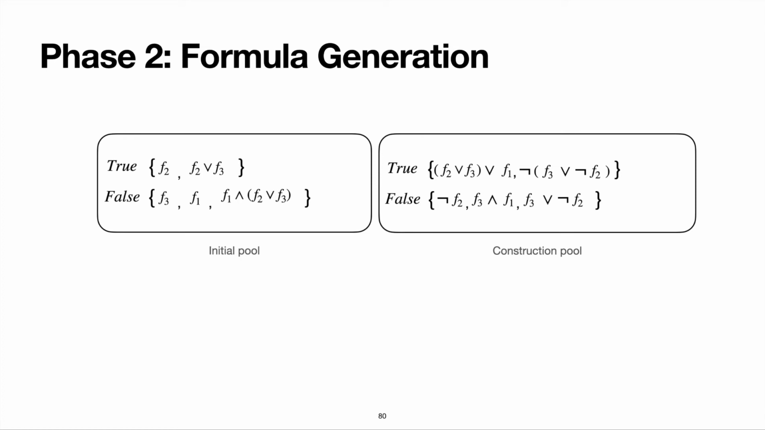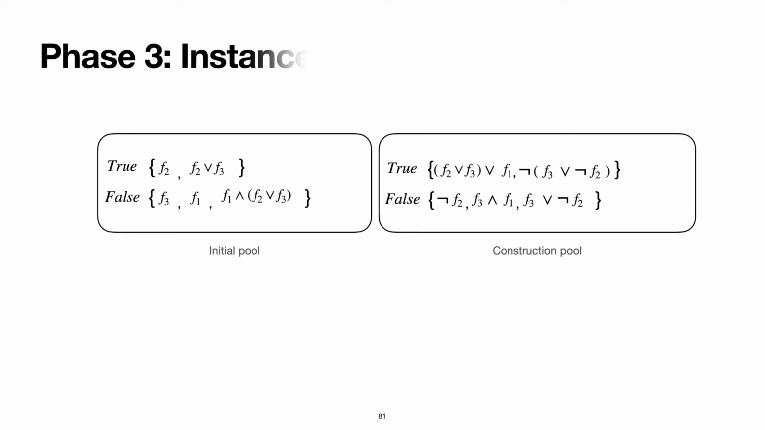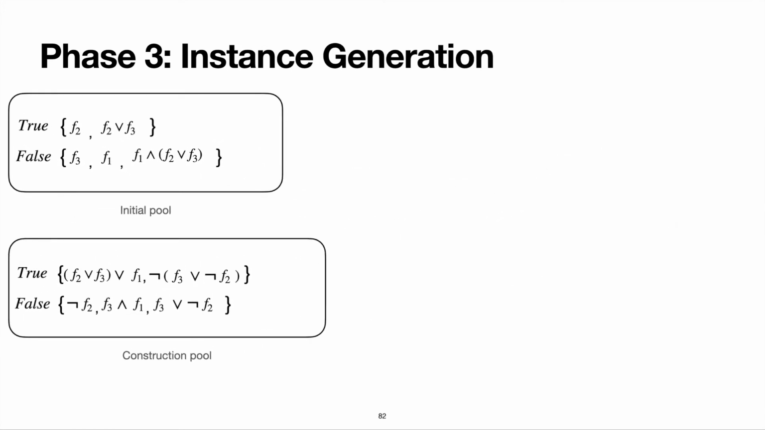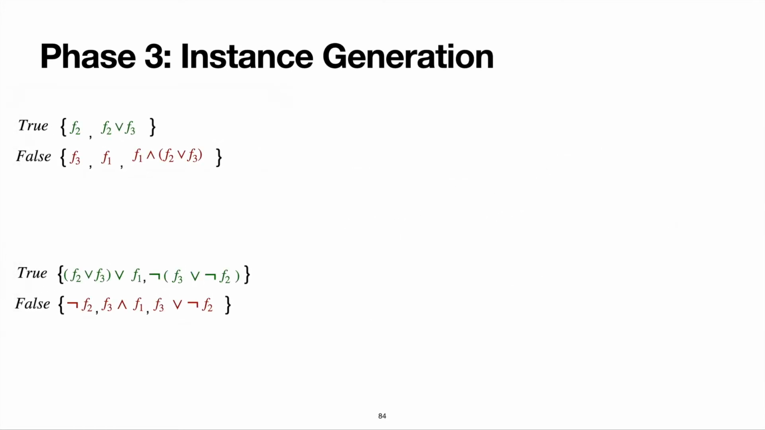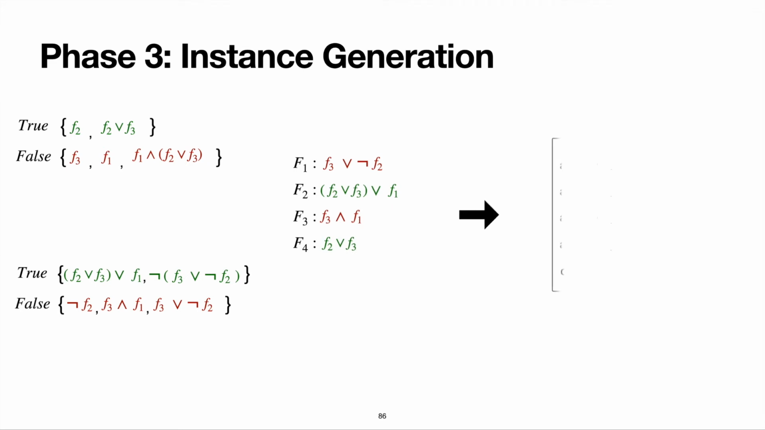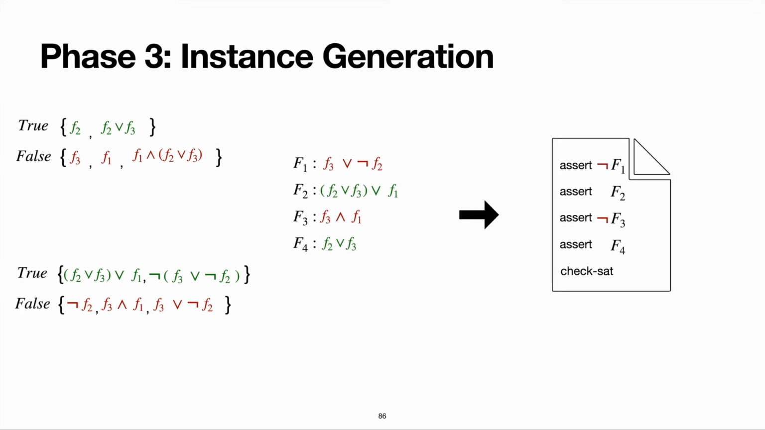Now that we have our set of initial pool and construction pool, we can move on to Phase 3, instance generation. In Phase 3, we create a new SMT instance by randomly selecting formulas from the initial and construction pool. Let's select 4 formulas and export them to create a new SMT instance. Note that the formulas that were selected from the false sets are negated in the SMT instance.